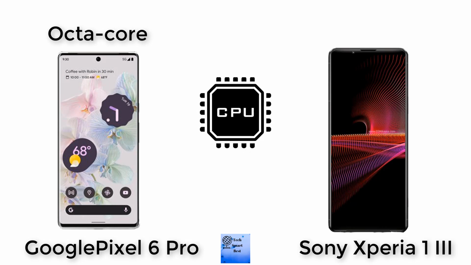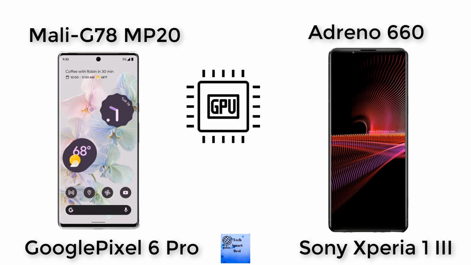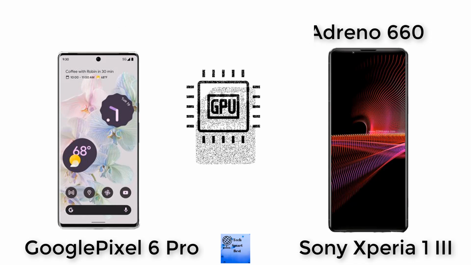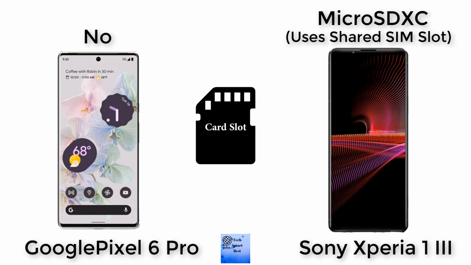The CPU of the Google Pixel 6 Pro is octa-core and the CPU of the Sony Xperia 1 Mark III is octa-core. The GPU of the Google Pixel 6 Pro is Mali G78 MP20 and the GPU of the Sony Xperia 1 Mark III is Adreno 660. The card slot is not available on the Google Pixel 6 Pro and the card slot is available on the Sony Xperia 1 Mark III: Micro SD, user SIM slot.